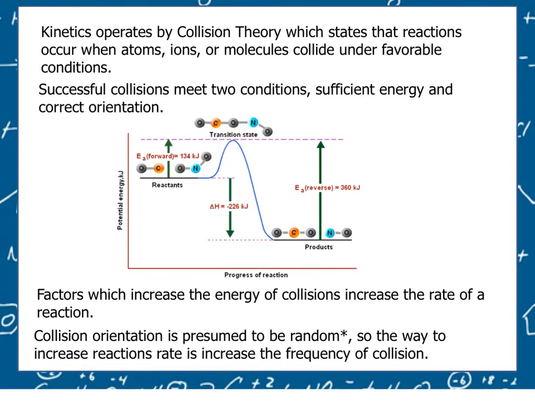Okay. Kinetics operates by what we call collision theory, which means the atoms or molecules actually have to physically come into contact with each other. This isn't gravity that's some force at a distance, or at least their electron clouds have to come in contact with each other. And when they come in contact with each other, their collisions have to meet two conditions. They have to have sufficient energy and correct orientation. And this doesn't always happen.